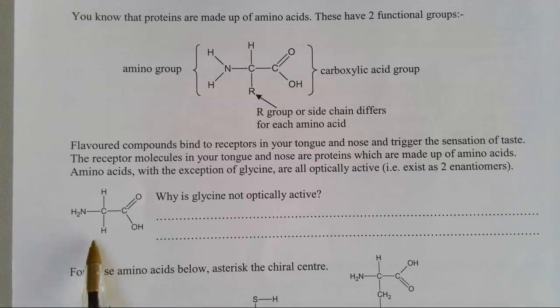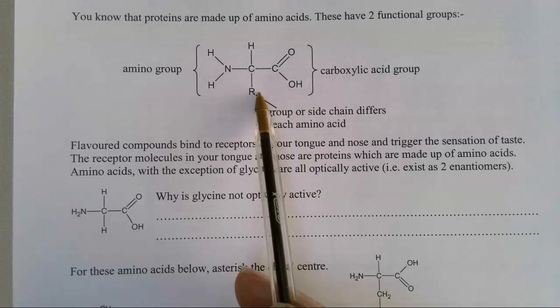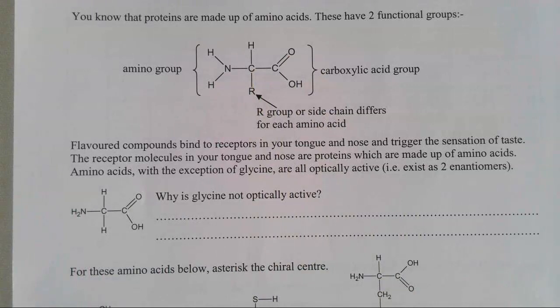Now, if you take a molecule like glycine, which is the simplest of the amino acids, it's the only amino acid which is not optically active. All other amino acids are optically active because as long as this R group is different from the other three, then you will have 4 different groups. You will have a chiral carbon, and therefore you will have non-superimposable mirror images.